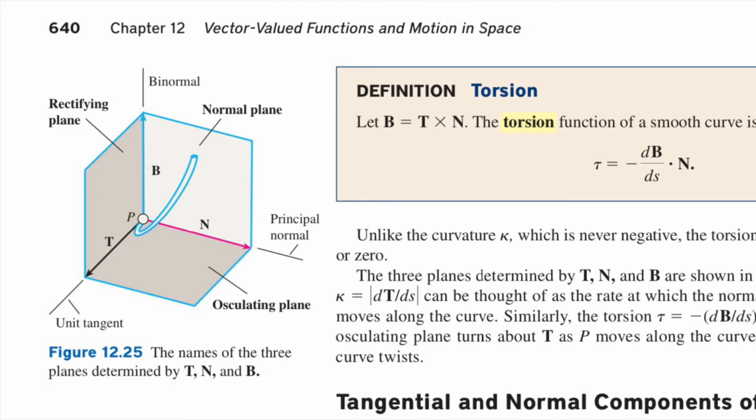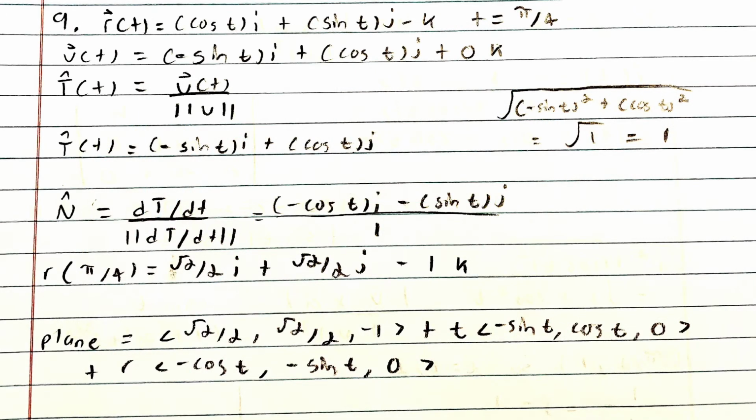So let's start off with number 9 on the 12.2 sheet, or the 12.3 sheet, I'm sorry. We are given a function r of t, and we are given a time of pi over 4, and we're asked to find the osculating plane at this time. So the first step we're going to take, obviously to get the osculating plane, you need the T and the N vectors.